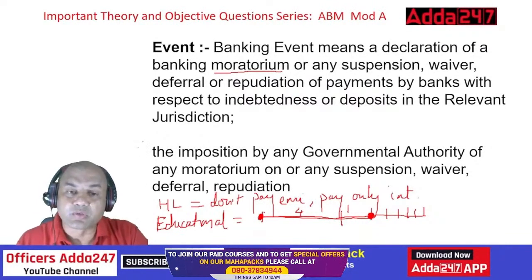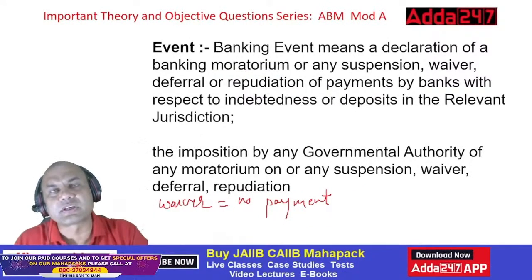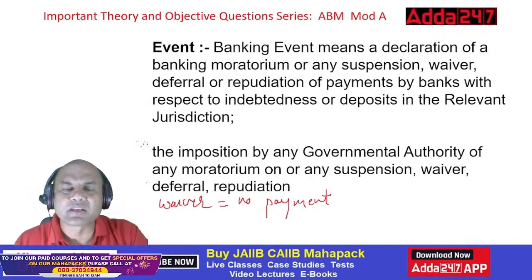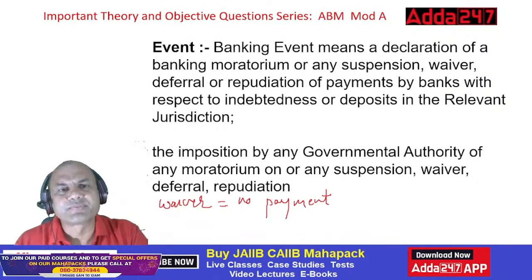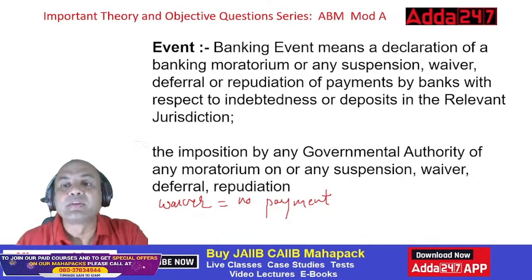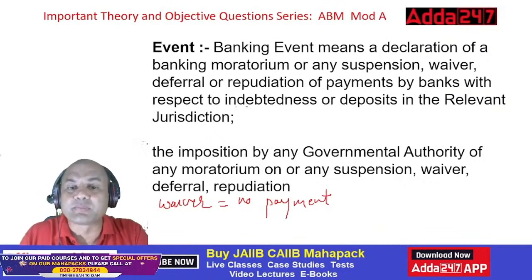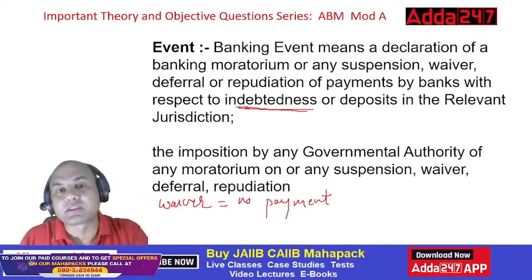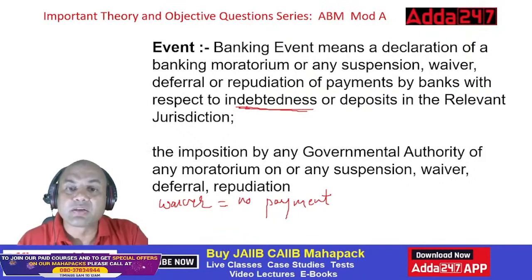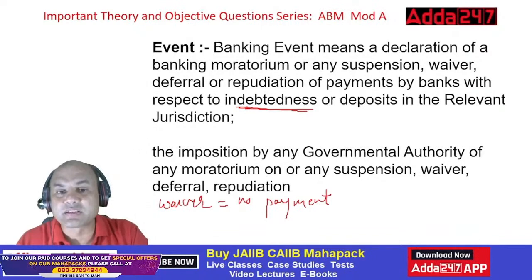Where else do you find moratorium? Loans which are waived, right? Many times farm loans are waived. Business loans are never waived as such. Only farm loans are waived in India mainly, right? So that is waiver. Waiver means that person doesn't have to pay anything. Deferral, repudiation of payments by banks with respect to indebtedness or deposits in the relevant jurisdiction. With respect to indebtedness means somebody has a loan but is not able to pay it. So that is known as either waiver or suspension, right?